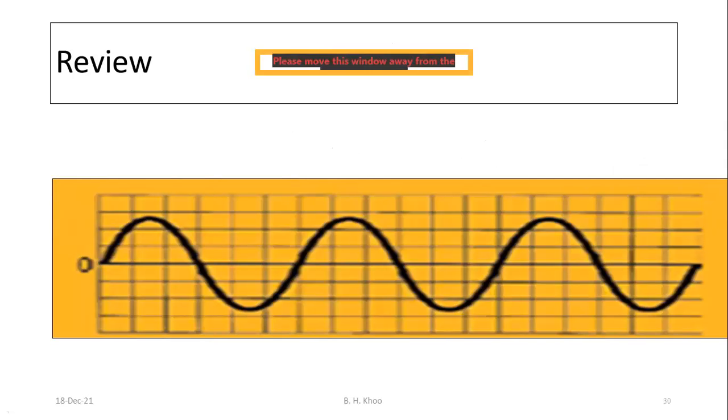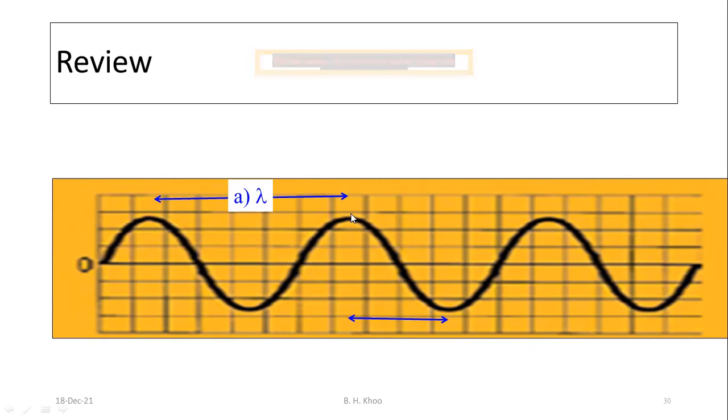Open pipe. I intentionally choose open pipe because it's related to your string. Remember, that's your wave. Remember, from crest to another crest is a wavelength. From a crest to a trough is half a wavelength.